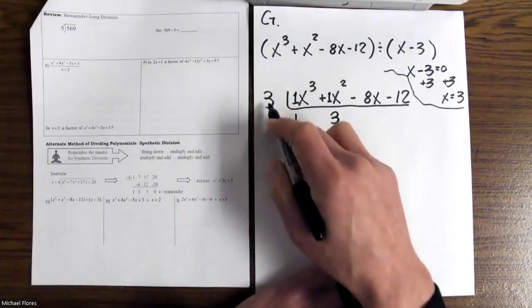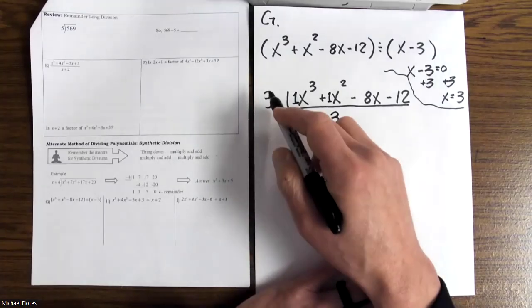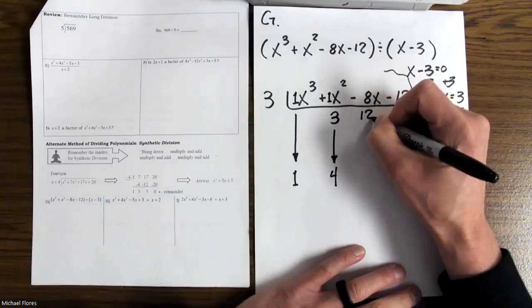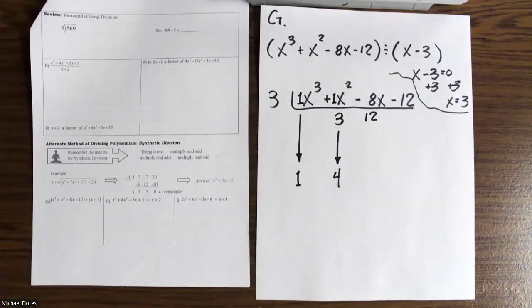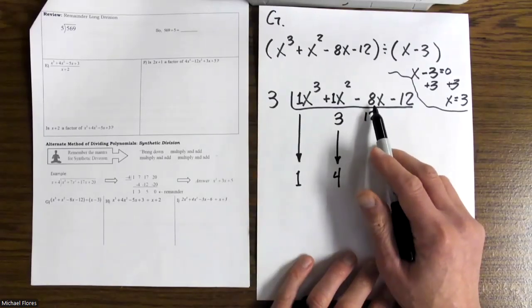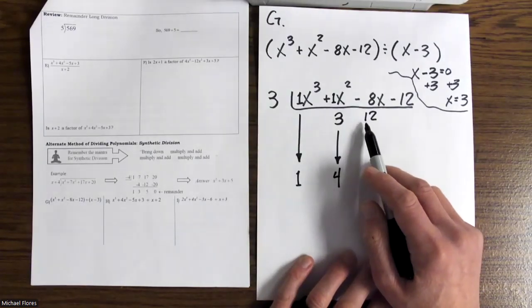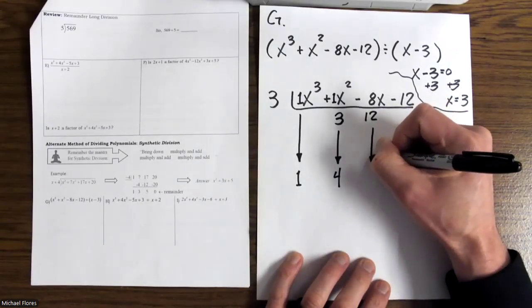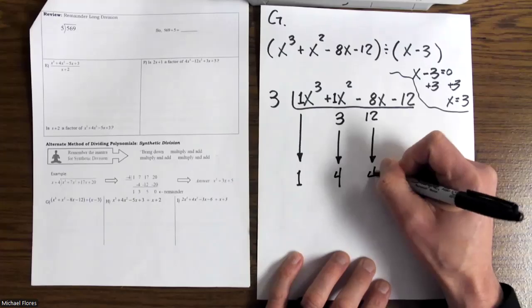Whatever we've dropped down, we now multiply. 3 times 4 is 12. That goes here. And we're not worried about the letters yet. We're just worried about the numbers. This is a negative 8. This is a positive 12. Negative 8 plus 12, that's 4. That's what we drop down.